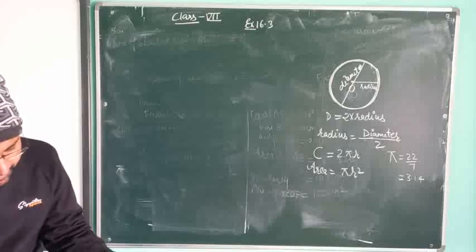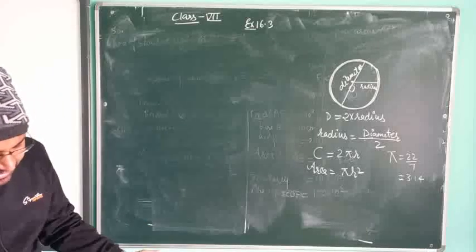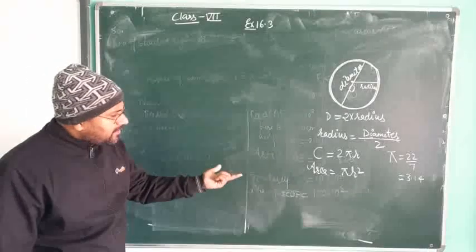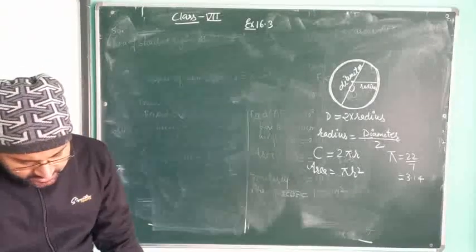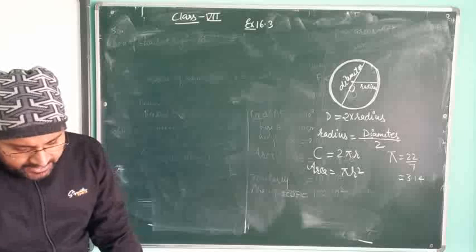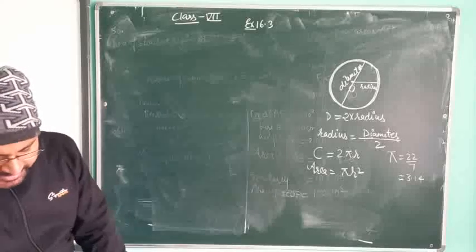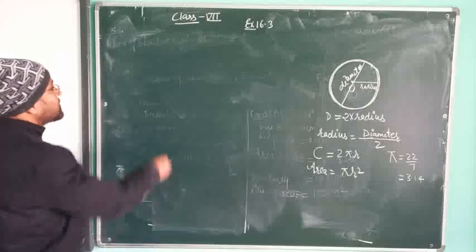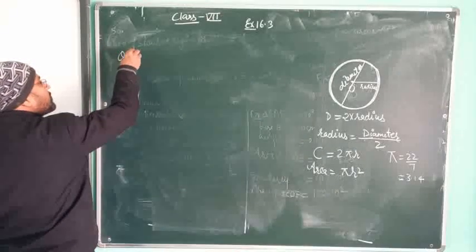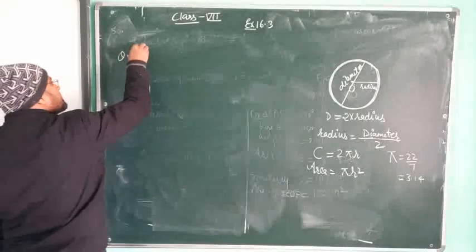Find the circumference of the circle. You can do this one when the radius is given. Circumference is 2 pi r. You can use this formula. You can do this one. Second one is to find the area of a circle. I can do one question whose diameter is 49 meter. Question number 2 of exercise 16.3. Second part is this one.